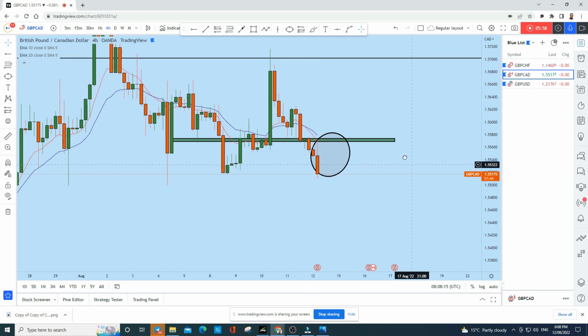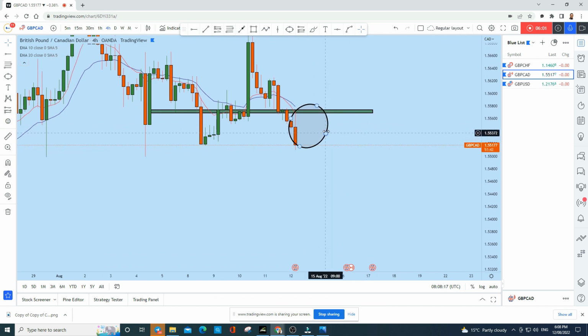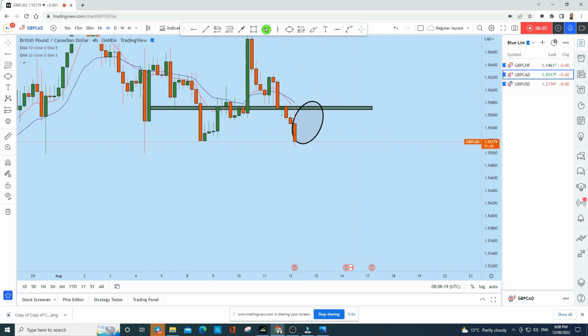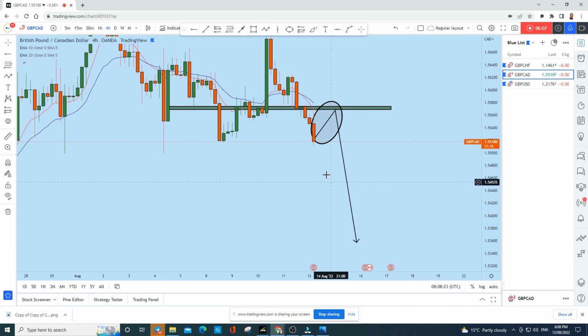What we are doing, the same way as British pound US dollar, we are waiting for this candle close. If it satisfies all the rules of our strategy, we'll consider shorting GBP CAD from this zone with a high risk to reward ratio with our students.